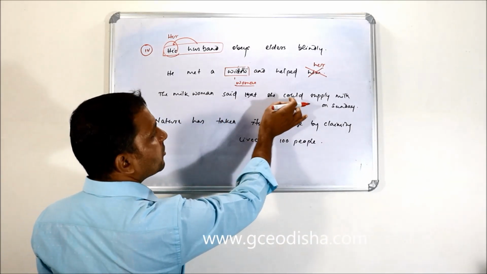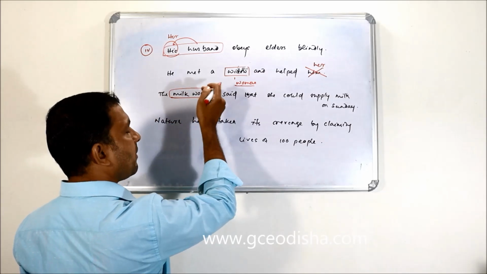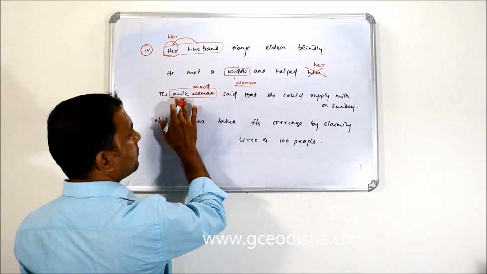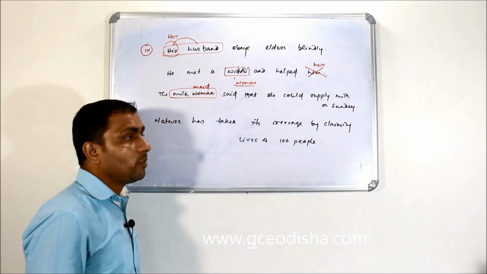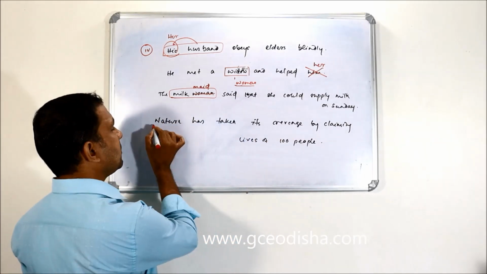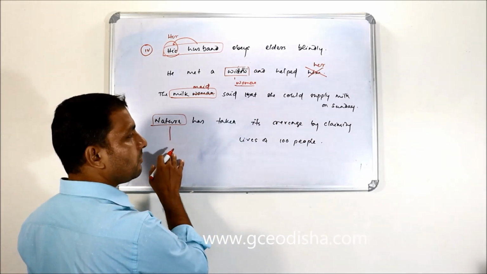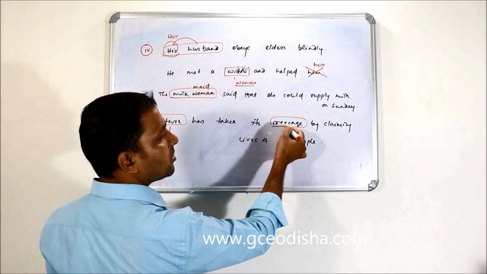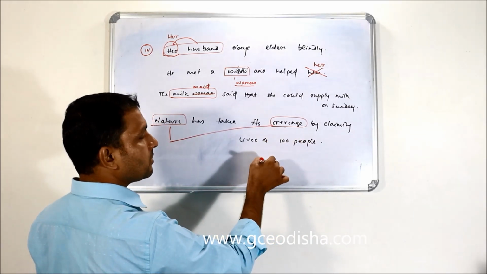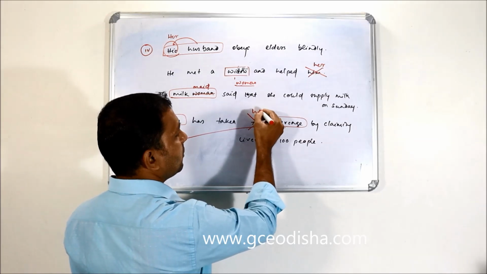The milk woman said that she could supply milk on Sunday. The feminine gender of a milkman is not milk woman, it is milkmaid. So the right one should be: the milkmaid said that she could supply milk on Sunday. Nature has taken its revenge by claiming. Nature is a non-living thing, and when nature takes revenge, revenge is a manly quality. So as the non-living thing expressed a manly quality, it should be considered masculine gender. So instead of its, we should use his.